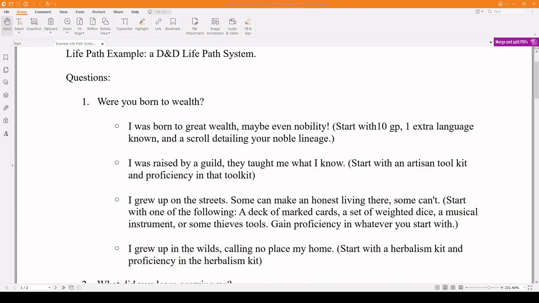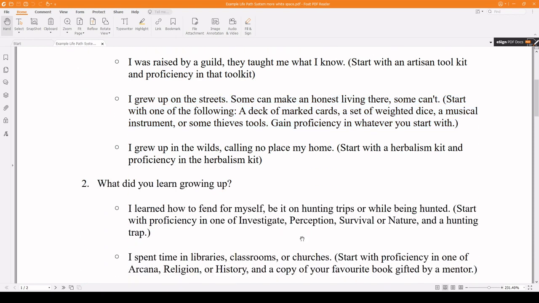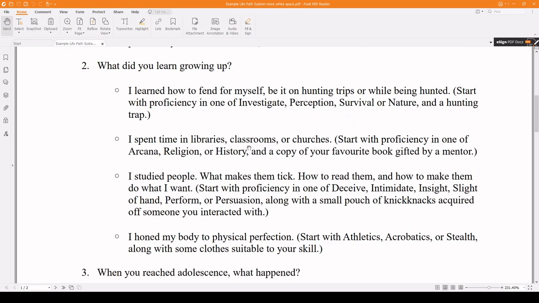For this example, we will say we grew up on the streets. I'm thinking a bit of a hustler type, so we will take a deck of marked cards and proficiency in cards as our tool. Next up is what we learned growing up. Since we're looking at a hustler, I'm thinking we studied people, picking up insight for our first skill. And our pouch of knickknacks will be particularly interesting items we swindle people out of.